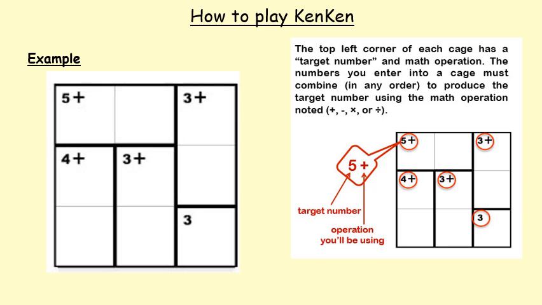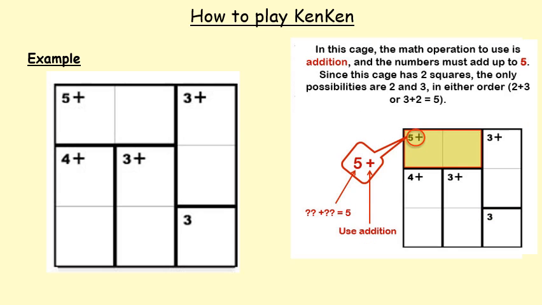You might get other mathematical operations that have got minus, times or divide. That means the two numbers in that cage would need to multiply together to make 5 or divide to make 5, etc. So that's your mathematical operation. Okay, so in this cage, in the top left, the mathematical operation is addition.